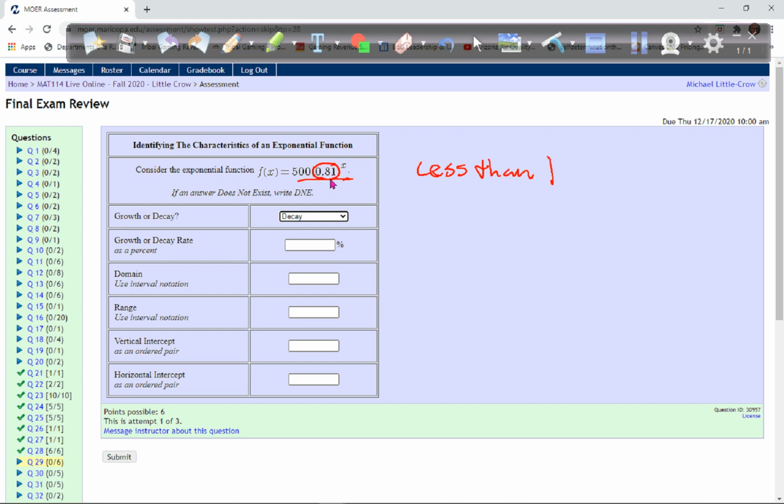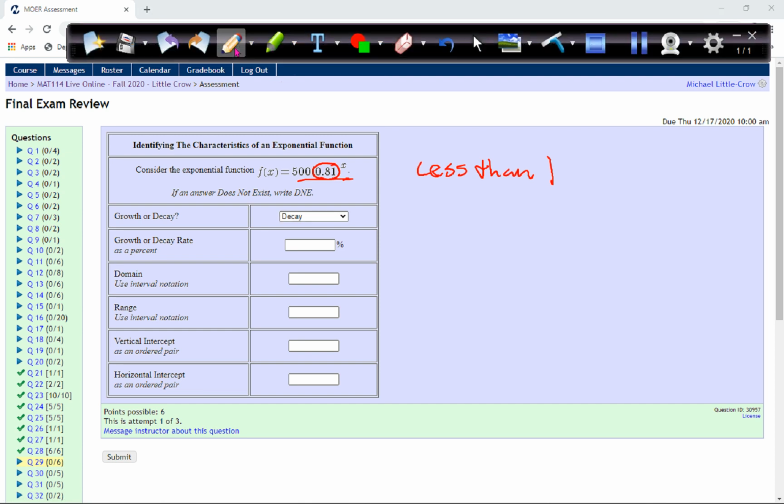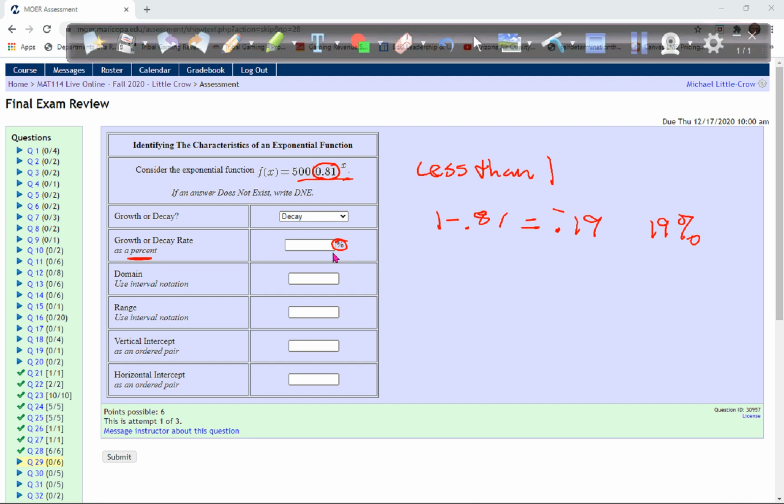Growth or decay rate. Remember, to get that, we need to take 1 minus 0.81, or 100 minus 81%, however you want to do it. That's kind of how I can think of it. It's going to be a 19% decrease. And say they want it as a percent. It comes out as negative 0.19, which is a 19% decrease. And again, we're already saying it's decay, so that's where the negative comes in. We just put in 19.